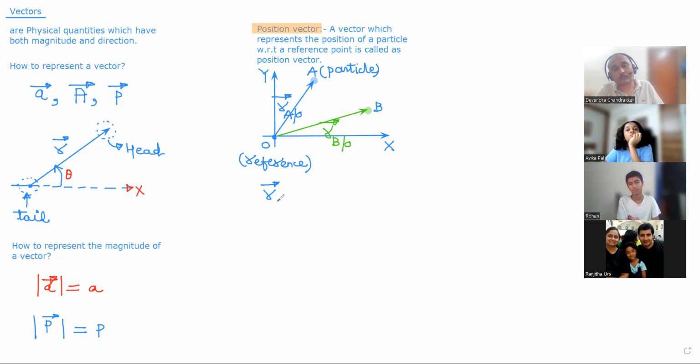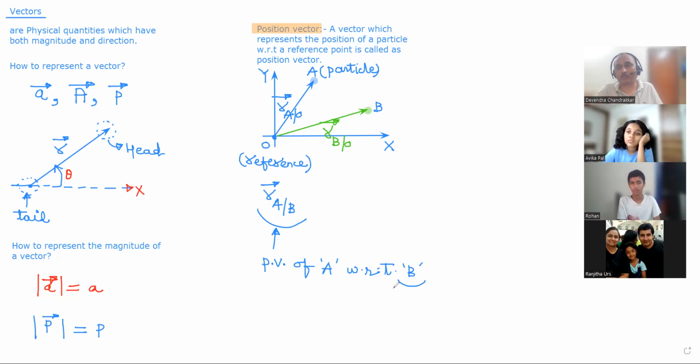So if I want to write the position vector of A with respect to B, how will you draw it? What is the reference here, A or B? Rohan, tell me, what is the reference here? A or B? We are writing the position vector of, how will you read it? Avika, how will you read it? It'll be the position of A with respect to B. So which one of these two is the reference now? B is the reference point.